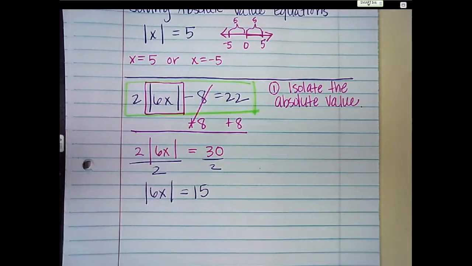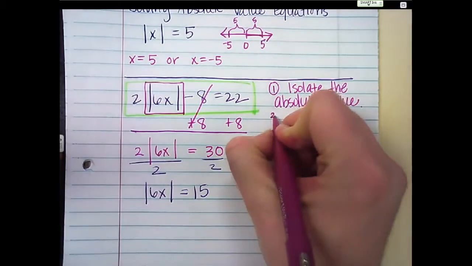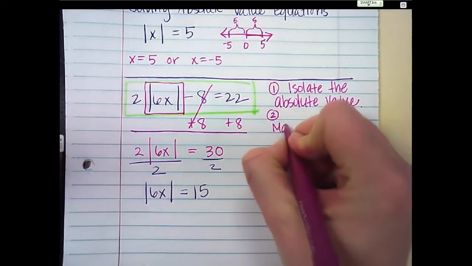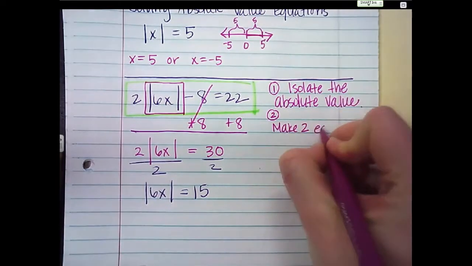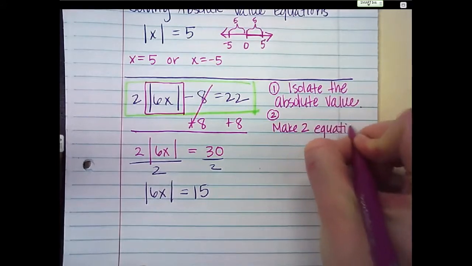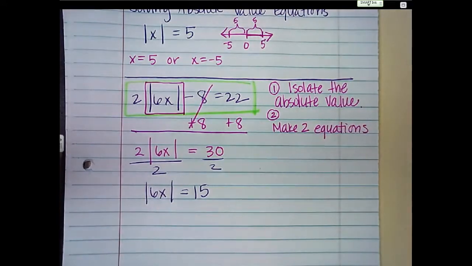So that's the first step. Sometimes you don't even have to do that. It's already done for you. Sometimes you have to do a lot to get just to that part. Okay, so step 2. We're going to make 2 equations. So this is how we get our 2 answers.